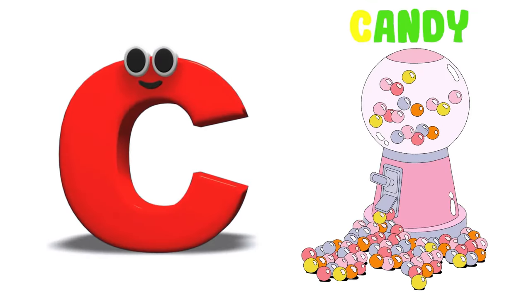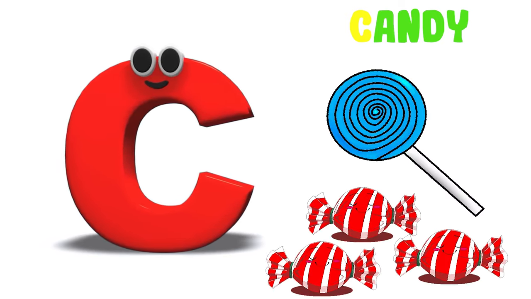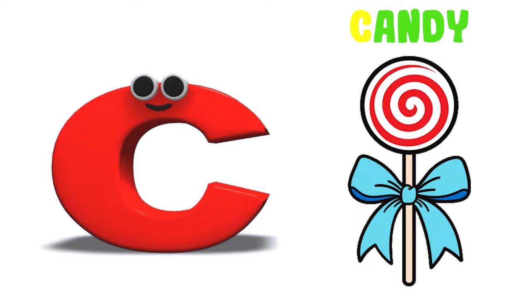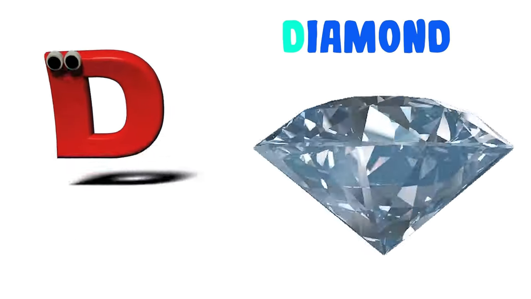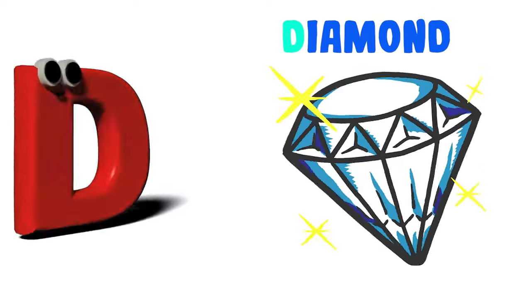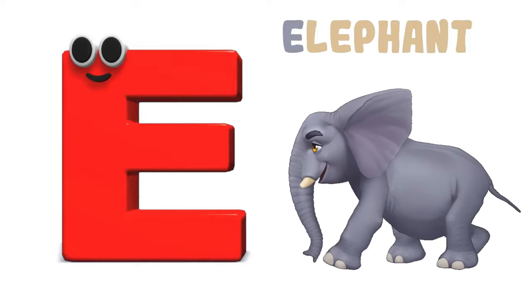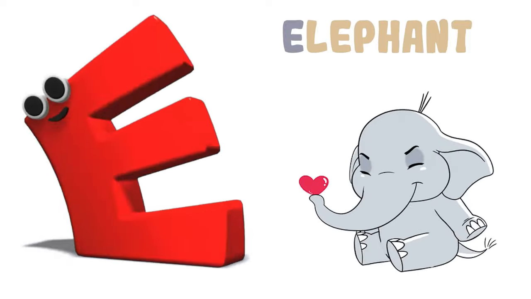C is for candy, c, c, candy. C, candy. D is for diamond, d, d, diamond, d, diamond. E is for elephant, e, e, elephant.